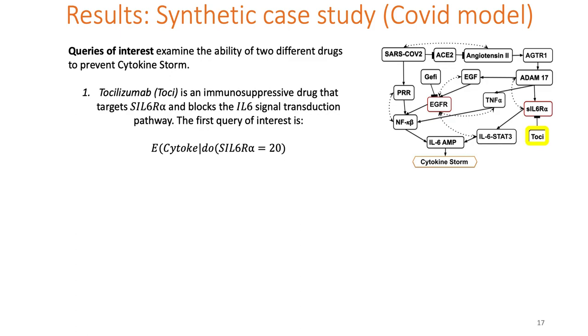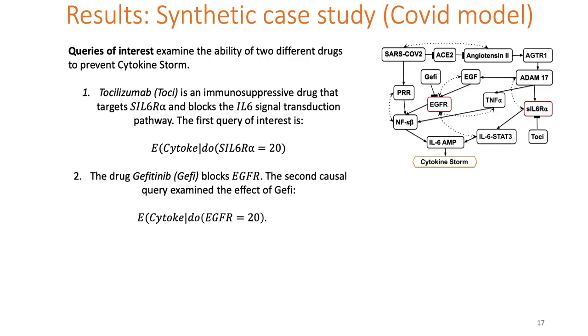Tocilizumab or TOSI is an immunosuppressive drug that targets SIL6R alpha and blocks the IL-6 signal transduction pathway. So the first query of interest is the effect of SIL6R alpha on cytokine storm by setting low values to SIL6R alpha. The second drug of interest is gefitinib or Gefi, which blocks EGFR. The second query examines the effect of Gefi on cytokine storm.